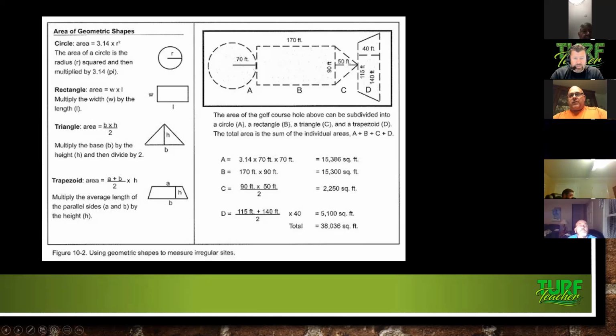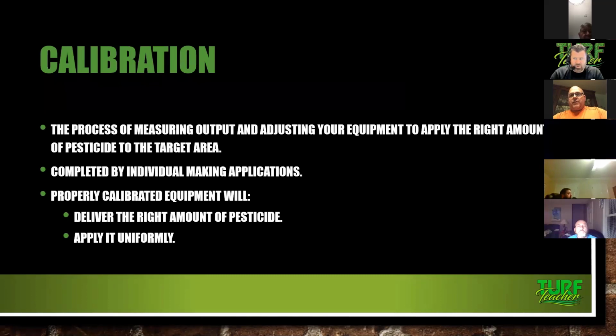And there's all kinds of tools out there that can help us do that if we're in the field. Measuring wheels, and they've got the measuring wheels now that connect to your phones, and I'll actually draw it out for you. So it's getting a lot easier than it used to be. But calibration, when do we need to calibrate? Before every application. Before every application.